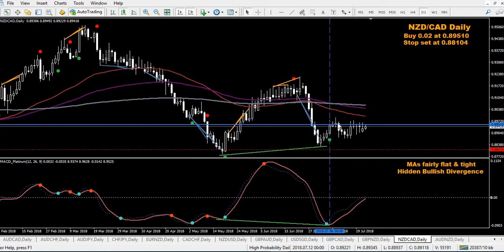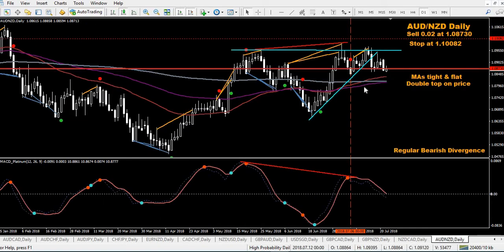New Zealand CAD, another one of these ones that are going sideways, in a buy here. It's gone against me a little bit, but these candles the last few days are just ugly. Stop in place, just waiting patiently. MACD's close to zero level. Aussie New Zealand, another one that's been dragging out.